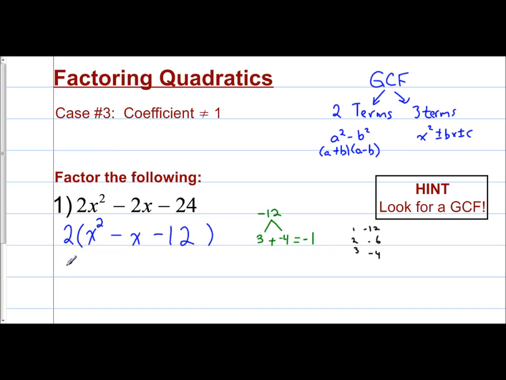So you keep your GCF. You just carry it along the whole time. You just drop it down. Now x squared minus x minus 12 factors into x and x to get your x squared, and then we have a positive 3 and a negative 4. So our final factored form is 2 times the quantity x plus 3 times the quantity x minus 4.